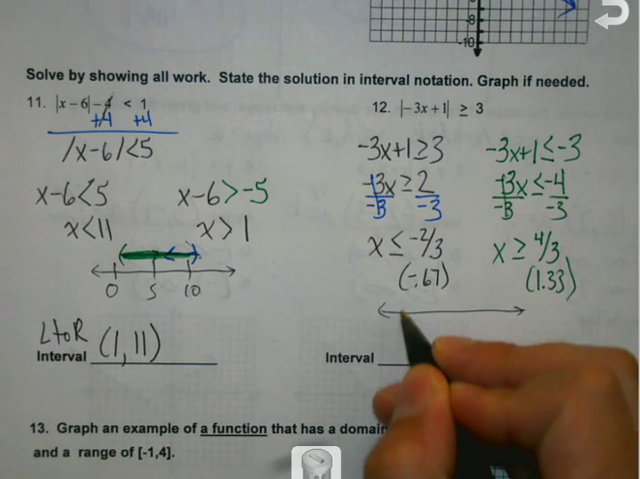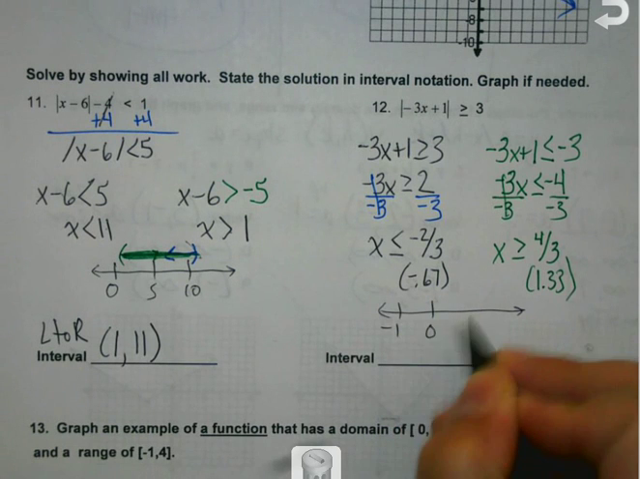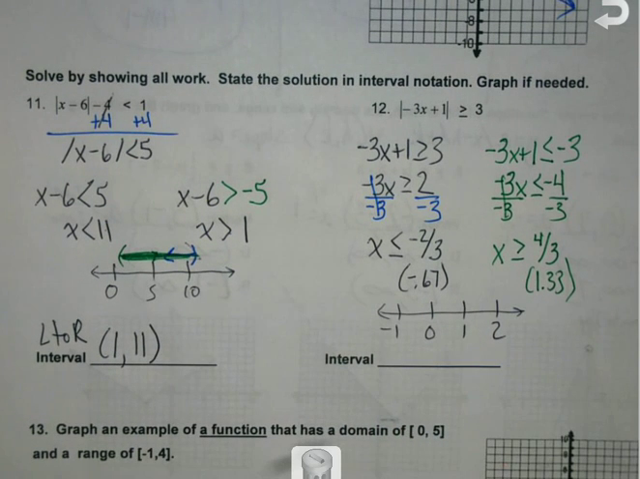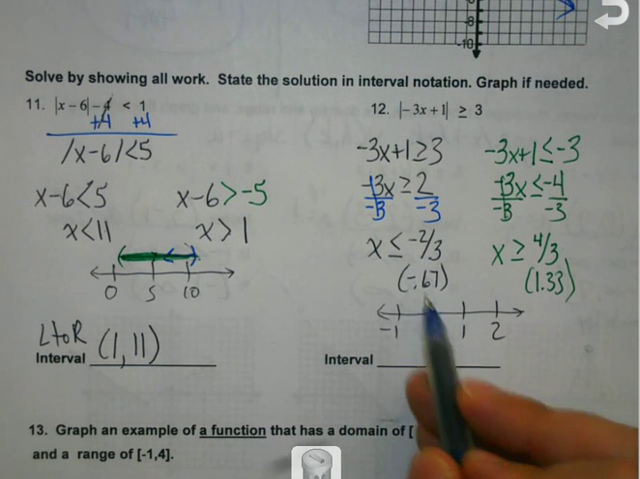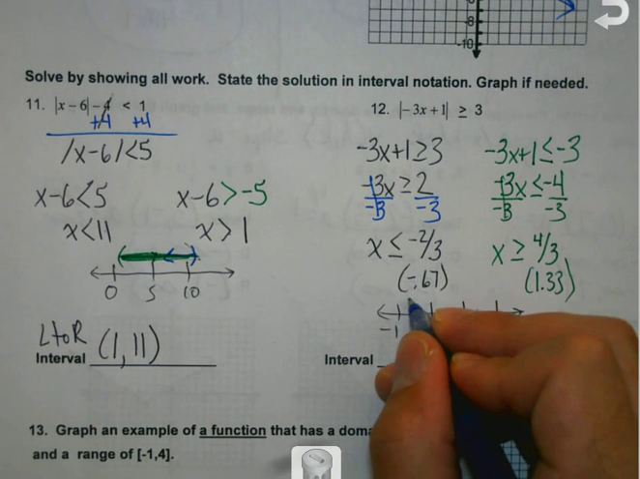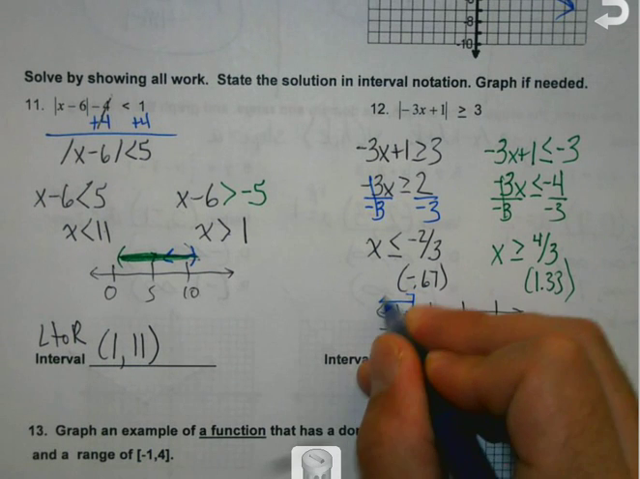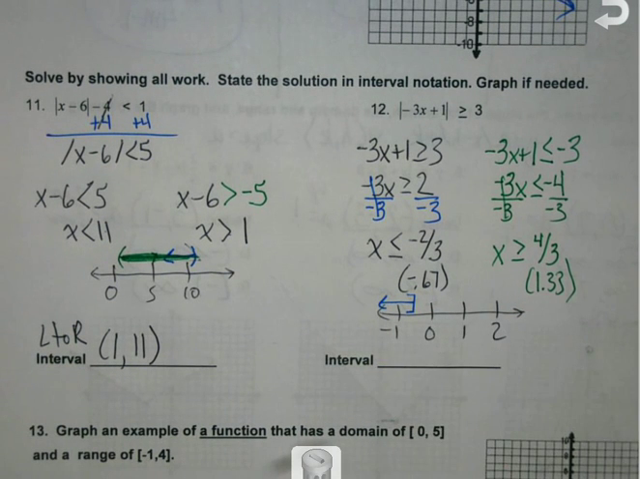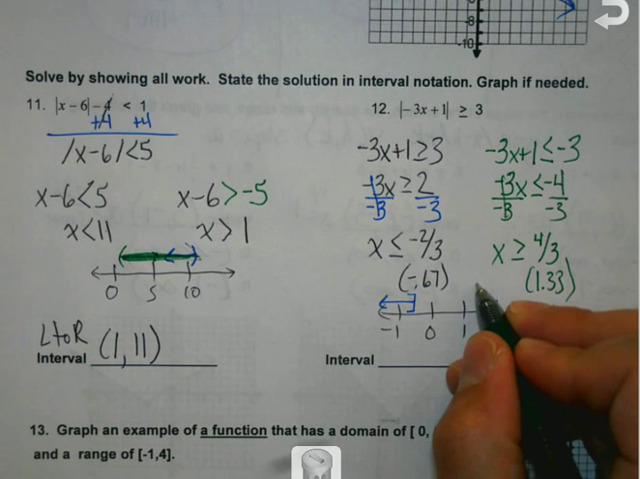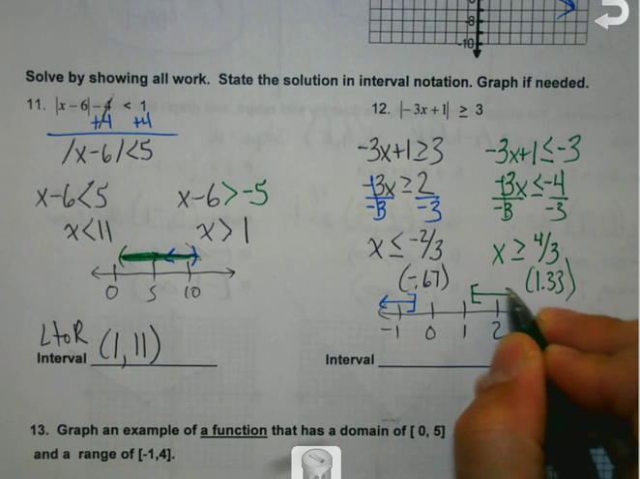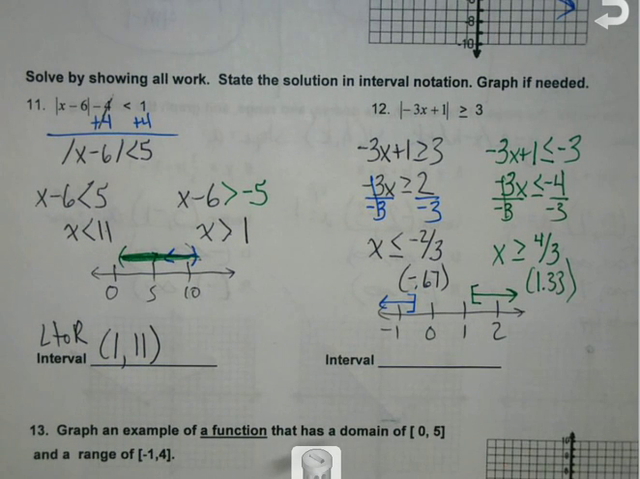Make my sketch. So x is less than or equal to -0.67. Less than or equal to goes to the left. x is greater than or equal to 4/3. Greater than goes to the right. And this is going to be one of those really big interval notations.